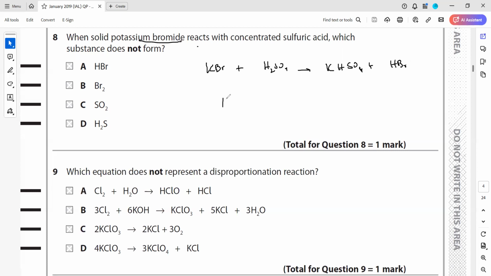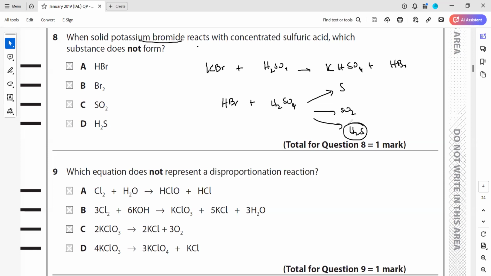And then the HBr, in which the bromide ion is a good reducing agent. What are the products which can form, since the sulfur in sulfuric acid has oxidation number +6? So the possible products are there. It can form bromine molecule, it can form sulfur, it can form sulfur dioxide, or it can form hydrogen sulfide.